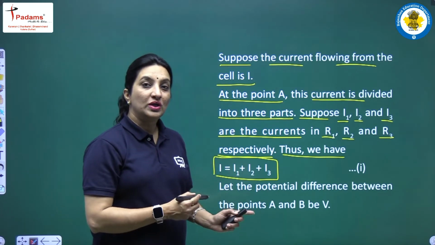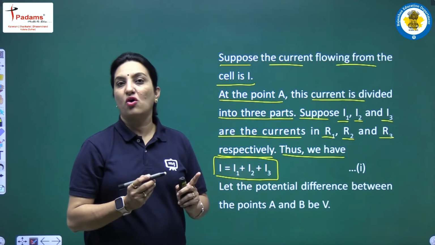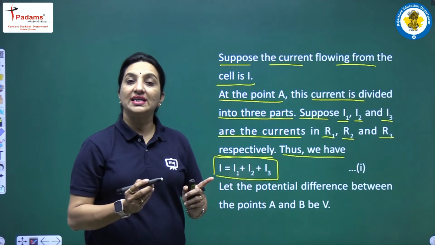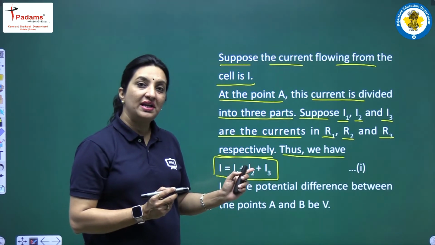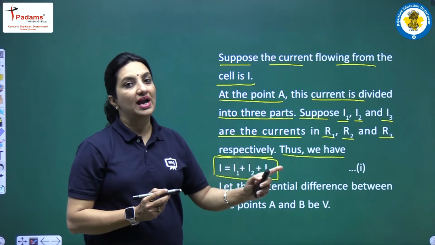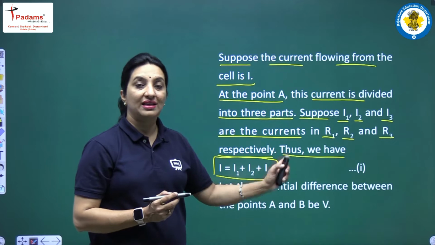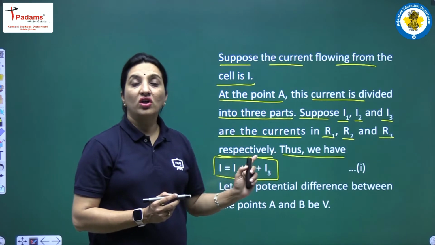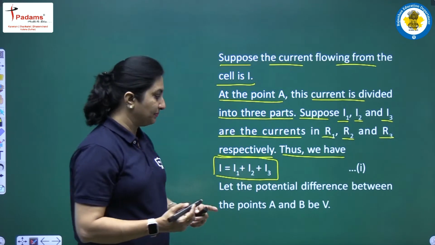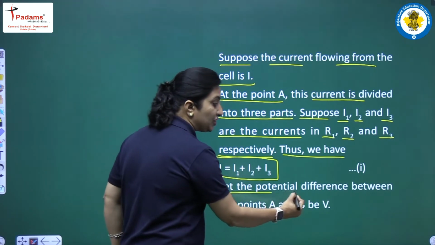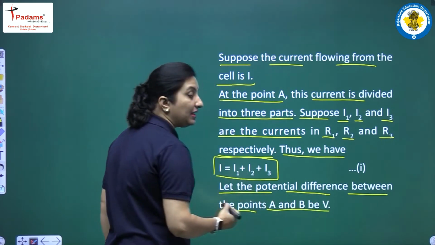I told you that the current I, when it reaches point A, which is the common point, sees 3 different wires and gets divided into I1, I2 and I3. So I is equal to I1 plus I2 plus I3. At B point, all these 3 currents combine and again give I. Let the potential difference between the points A and B be V.